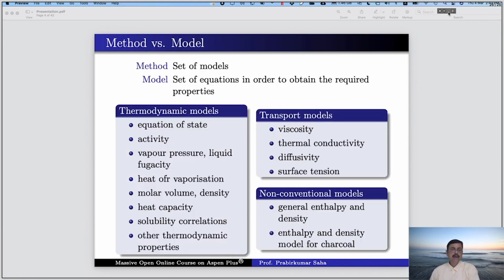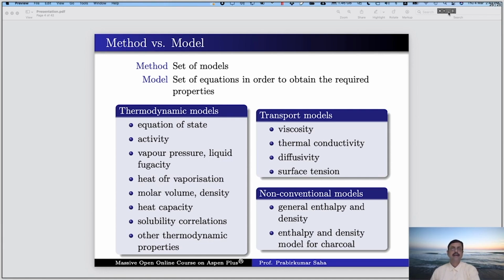Next, we will learn about method versus model. Now, many a times we use the word method and model interchangeably. Sometimes we say method, sometimes we say model, but there is a slight difference between them. Method is actually a set of models which are used for calculating or computing the process parameters or physical property parameters.